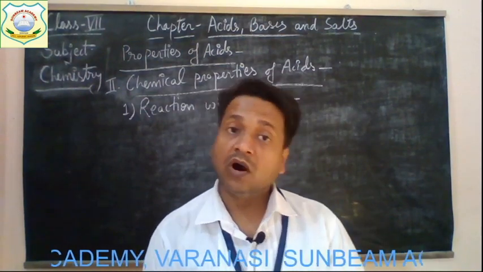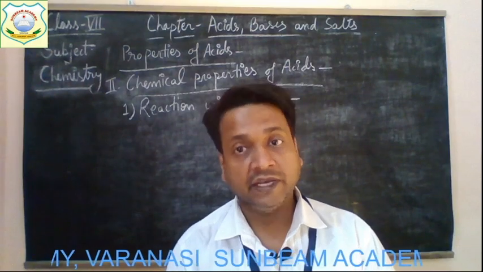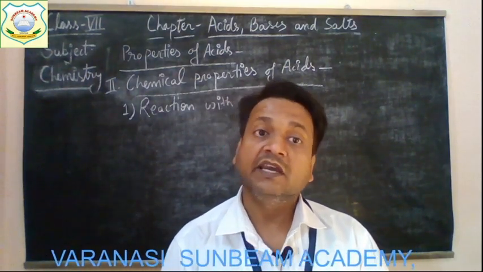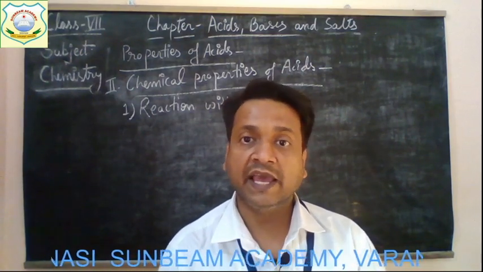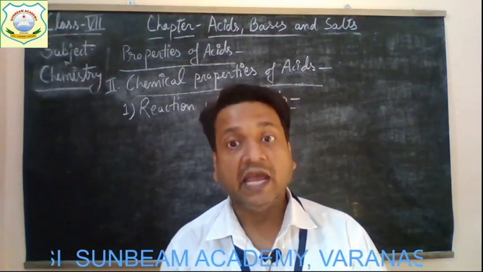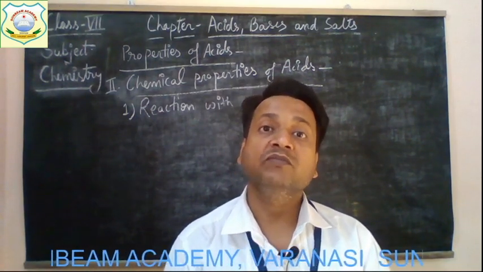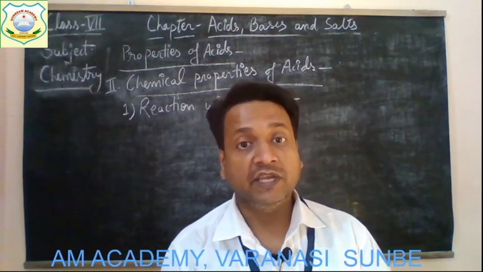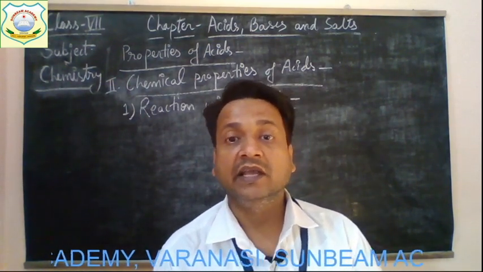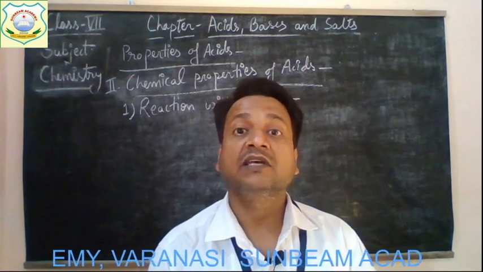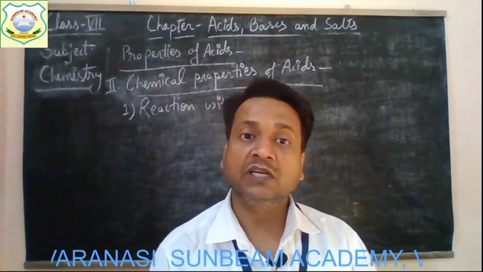All acids contain hydrogen atoms, and dilute acids react with some metals to form salt and hydrogen gas. The metal replaces the hydrogen of the acid. So when acids react with metal, they form a kind of salt and also produce hydrogen gas.